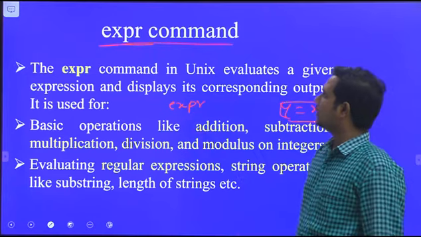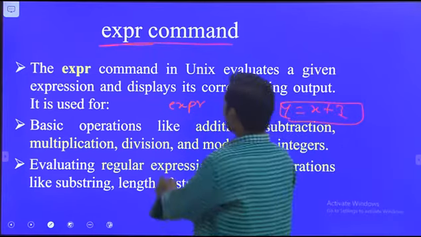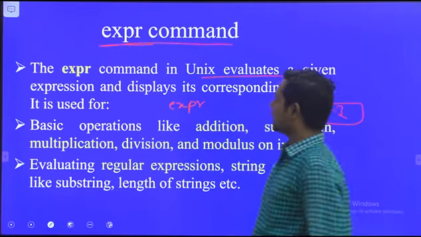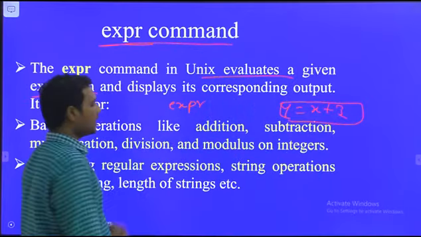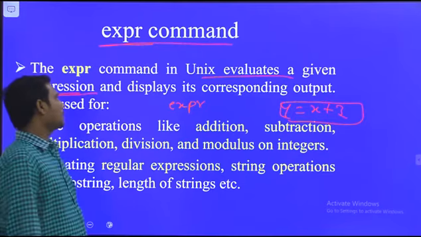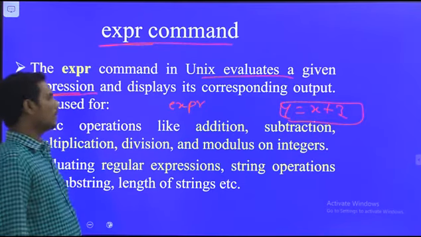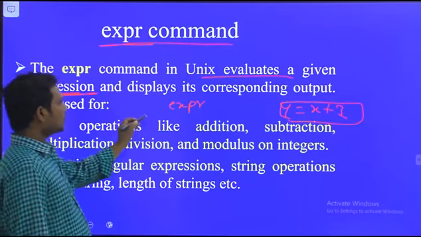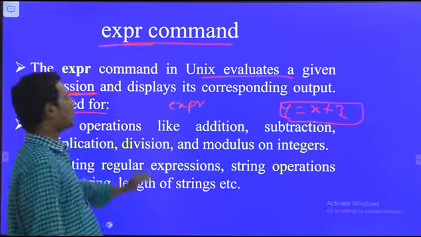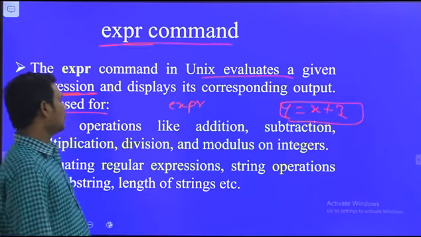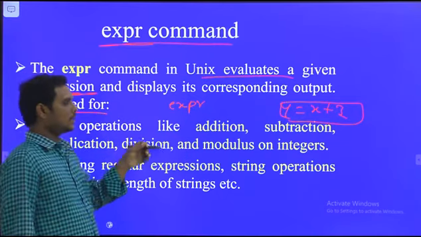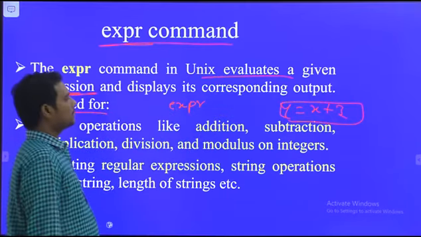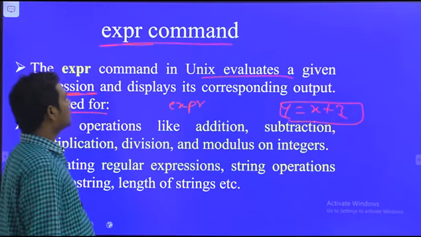Here you can see the expr command. The expr command is used for Unix evaluation of expressions. Many mathematical expressions are executed in programs, so we can use the expr command. We write the expression, and it will display the corresponding output for that particular expression.